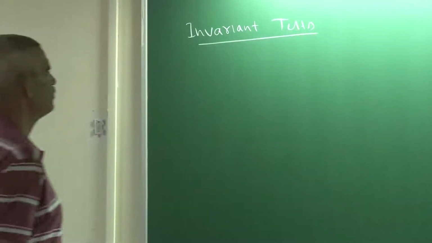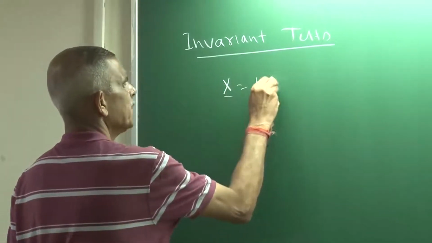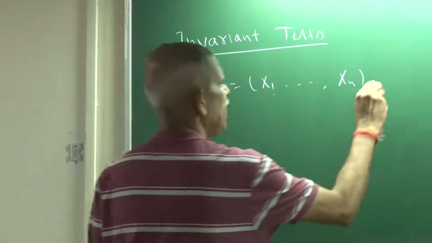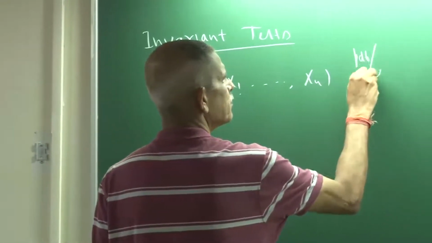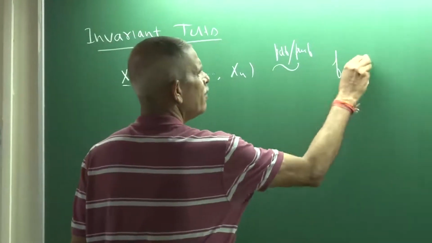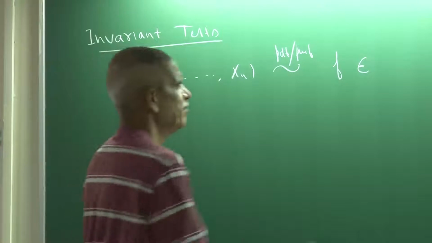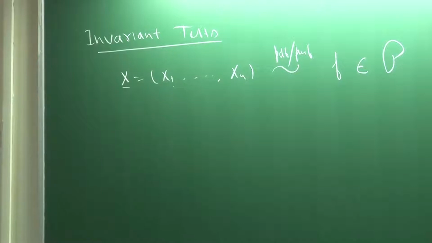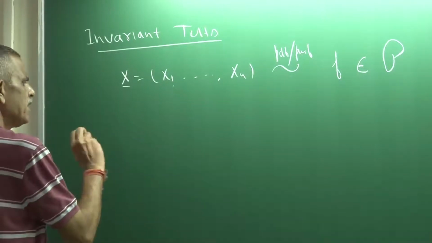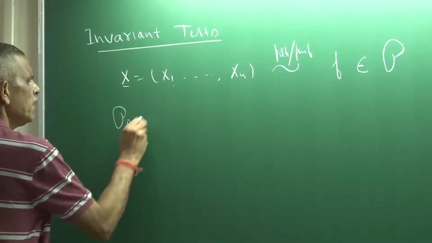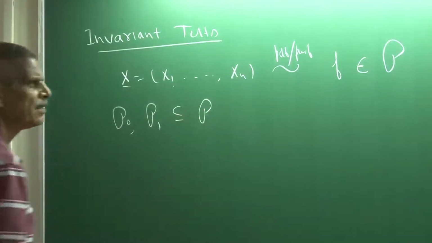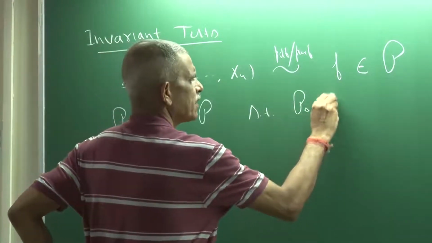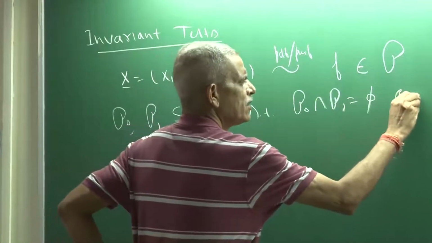Let us talk about a model as follows. You have X, which is X1 to Xn. This has a PDF or PMF f, which belongs to some family P. And in the testing problem, I am given P0 and P1, which are two subsets of P. They are disjoint, so that means P0 intersection P1 is empty, and their union is the whole P.